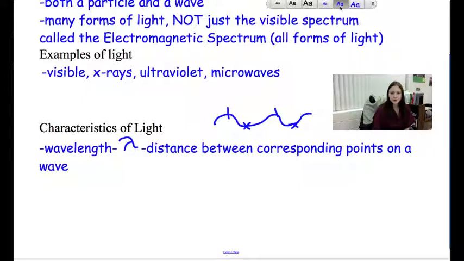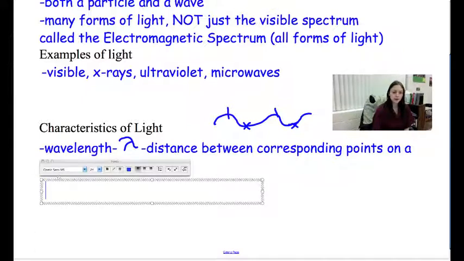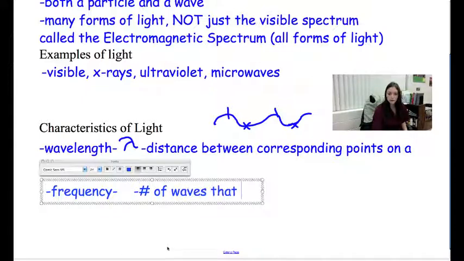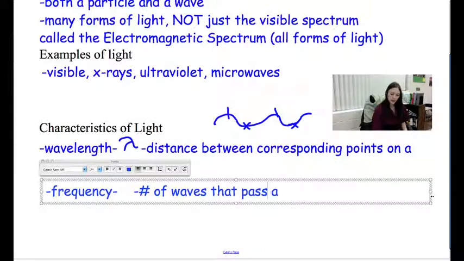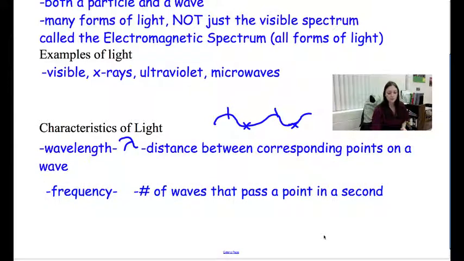Well, the other characteristic of light, if I have a wavelength, I also have what's called a frequency. And I'll put the little sign in there in a second. And this is the number of waves that pass a point in a second. And it doesn't have to be a second necessarily, but we define frequency as being a second.